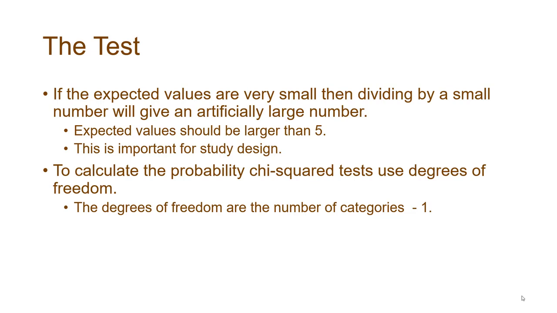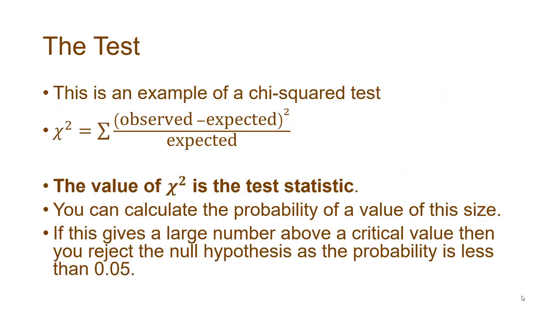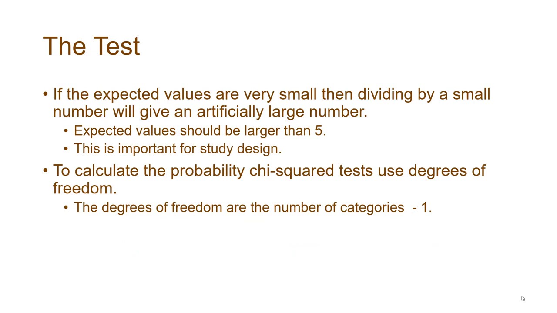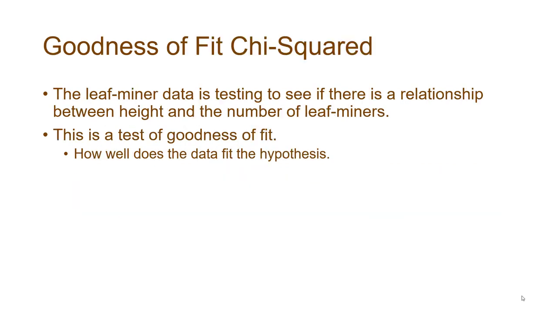There is a problem if you've got very small numbers, so you need to have expected values in all of the categories larger than 5, because otherwise you'll end up with artificially large numbers when you divide by the expected at the bottom of that formula. You also need degrees of freedom, which will be the number of categories you've got minus 1. The basic thing for the leaf miner data is to test if there's a relationship between the height on the tree and the number of leaf miners. It's the classic goodness of fit test.